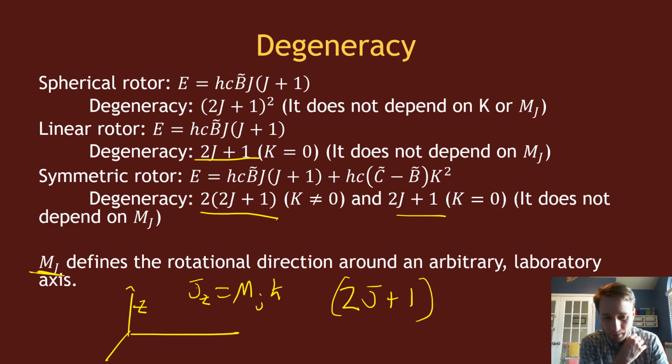Okay, and so that wraps up our introduction of the energy levels for rotational states and their degeneracies for rigid rotors. Notice here we did not talk about asymmetric rotors. We're not going to talk about them. So we'll only deal with these three classes of rotors: spherically symmetric, linear, and symmetric.